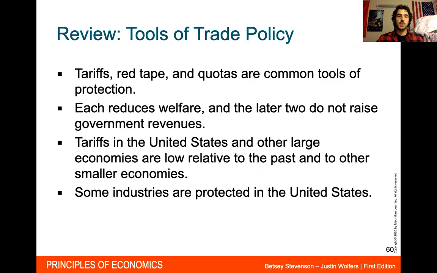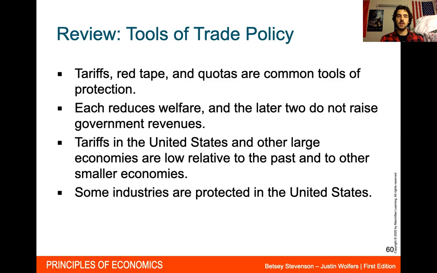Review. The tools of trade policy, tariffs, red tape, and quotas are common tools of protection. Protection from what, you may ask? Protection from imports. And some people view them as being hurtful to the economy. Other people view them as being very helpful to the economy. There are just different points of view. The book goes into this in detail. It is left largely up to you to decide based off of the arguments there. But I'll leave that portion to you guys. I won't get into it here.